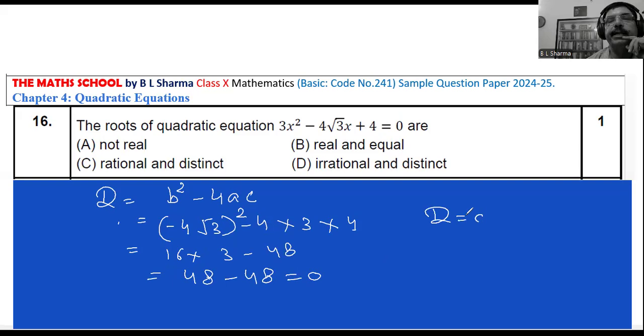Since discriminant is 0, the roots are real and equal. This is B. When discriminant is 0, meaning b square minus 4ac is equal to 0, in that case the roots will be real and equal. So B is the correct option.